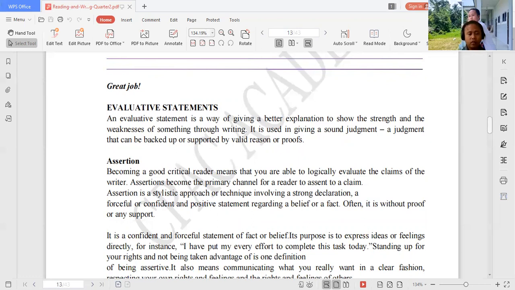All right, so it is a confident and forceful statement of fact or beliefs. Its purpose is to express ideas or feelings directly. For instance, I have put every effort to complete this task today. Standing up for your rights and not being taken advantage of is one definition.